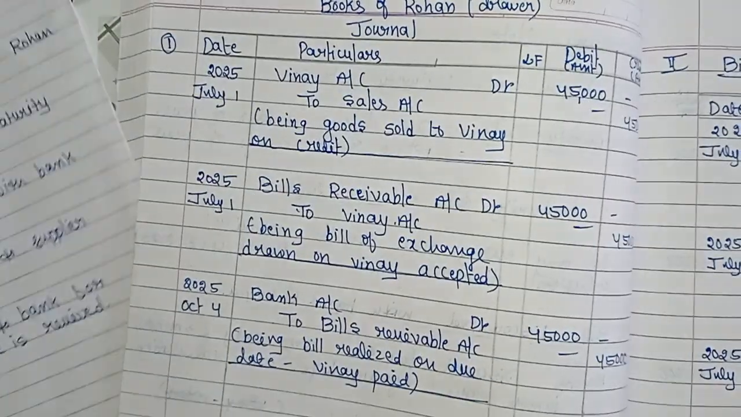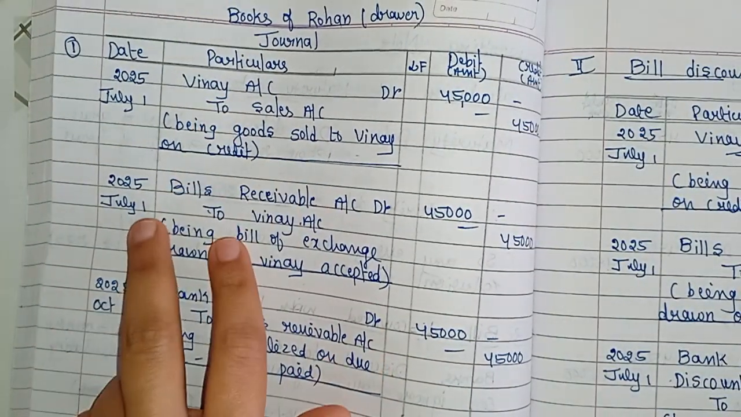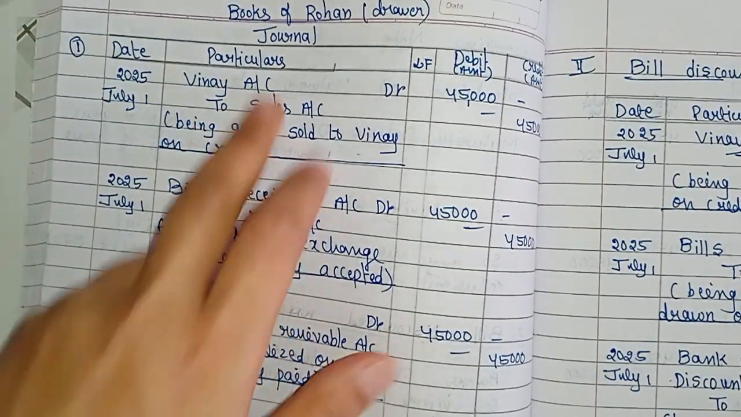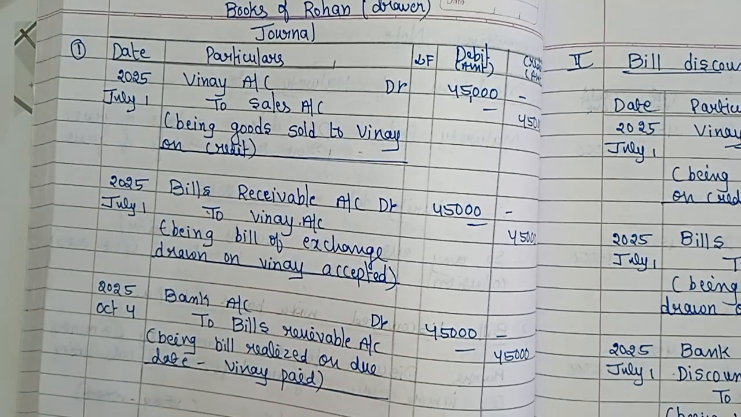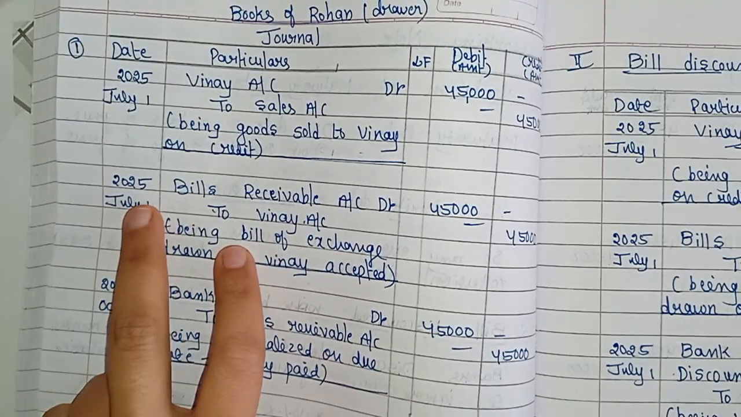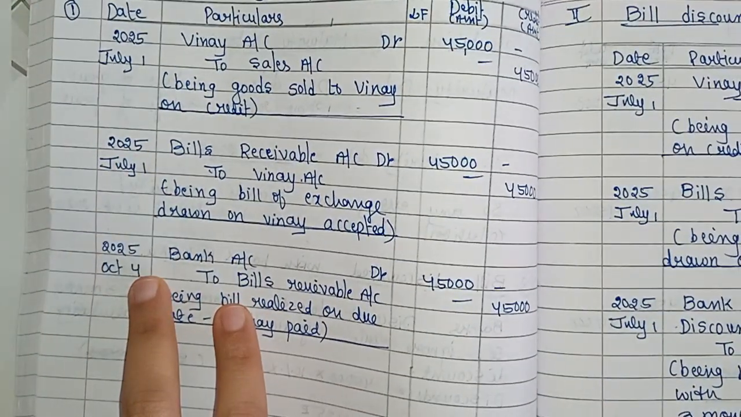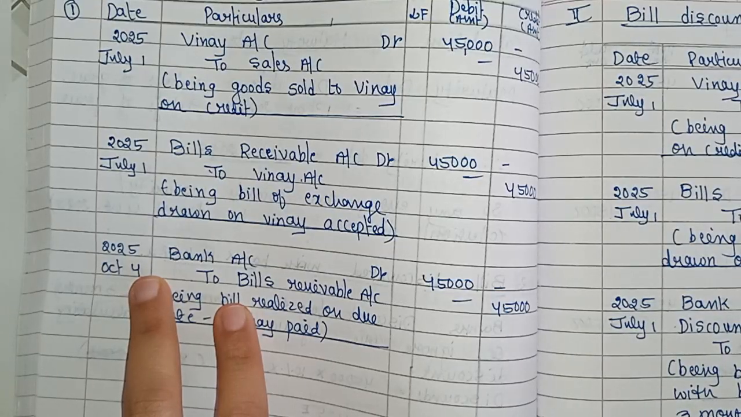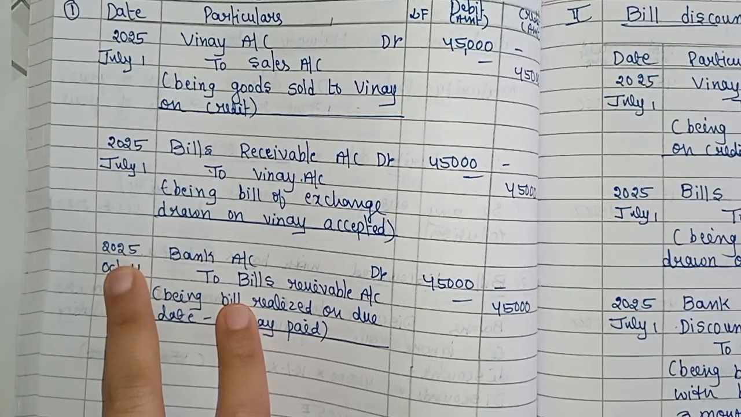See, on July 1st, 2025, Rohan sold the goods to Vinay. On that date, Rohan draws the bill, it is accepted by Vinay and given back to Rohan. That is also on July 1st, 2025. Now the next entry is for the payment of the bill on the due date. So the date becomes October 4th, 2025.